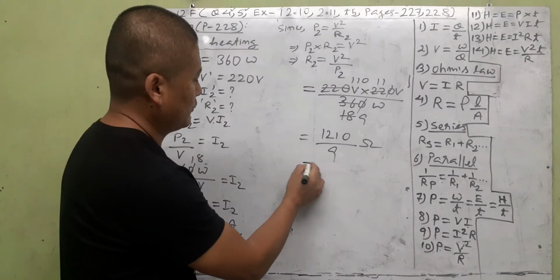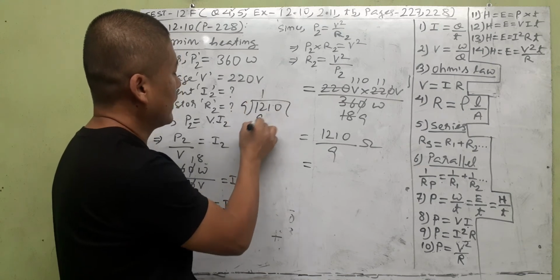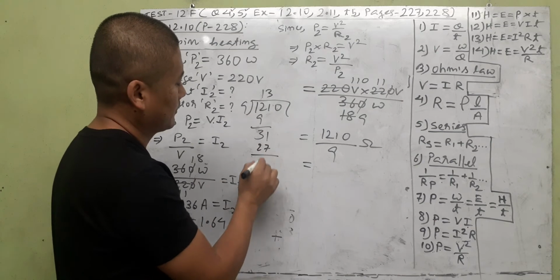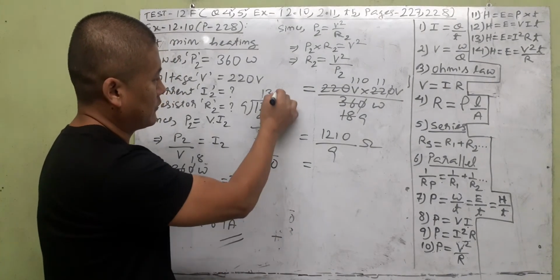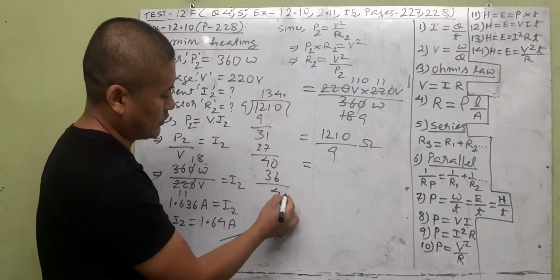So we divide these two, and when we divide, 1210 is divided by 9. 1s are 9, 3 in hand, and 1. 3s are 27, and 30, 31, 4 remainder, and 0. 9 4s are 36, 4 remainder, so point, because no more digit.